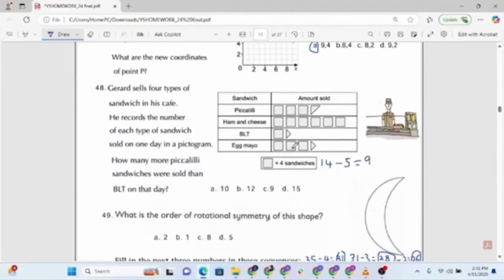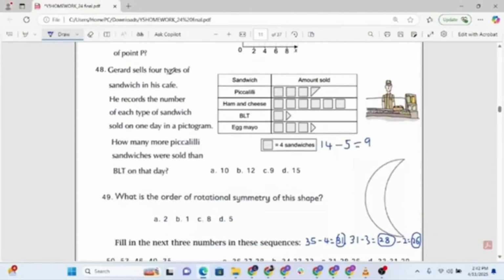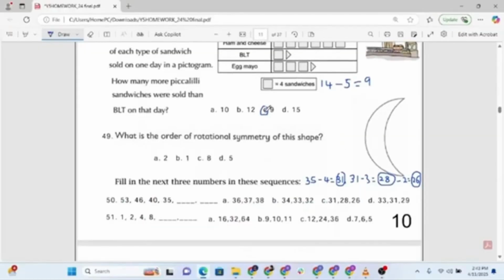Question 48. Gerard sells 4 types of sandwich in his cafe. He records the number of each type of sandwich sold in a pictogram. The question is, how many more Piccalilli sandwiches were sold than BLT on that day? The correct answer is the number 9. This is because the pictogram shows that Piccalilli sandwiches sold 14. The pictogram shows that BLT sandwiches sold 5. 14 minus 5 equals 9. Therefore, the correct answer is the number 9.